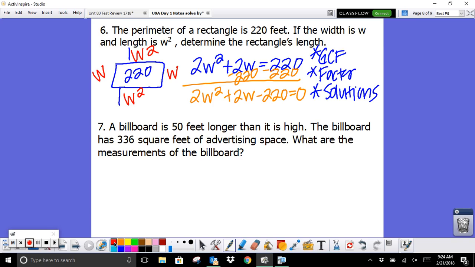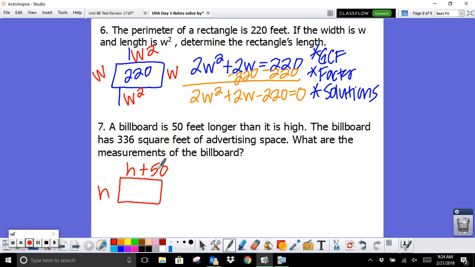Number 7, a billboard is 50 feet longer than it is high. So I've got this billboard. It's 50 feet longer than it is high. I don't know what the height is. If you read this whole thing, it's not going to tell us the height. So I'm going to say that the height is h, and the length is going to be 50 feet longer than it is high. So it's going to be h plus 50.